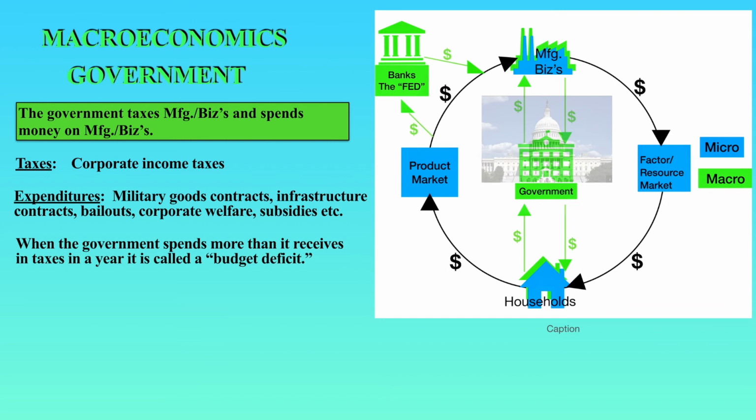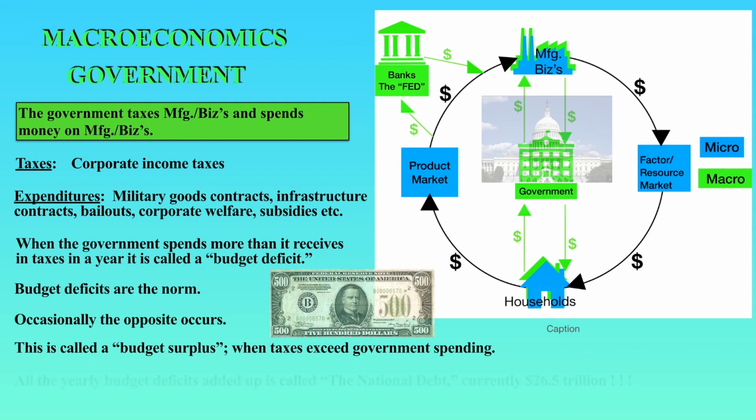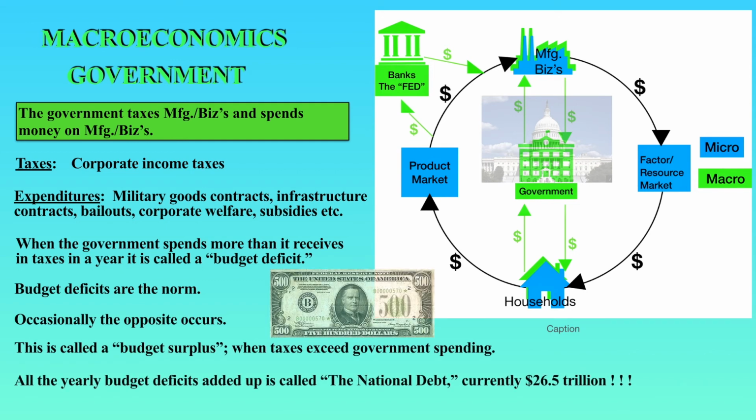When the government spends more than it receives in taxes in a year, it is called a budget deficit. Budget deficits are the norm. Occasionally, the opposite occurs. This is called a budget surplus, when taxes exceed government spending. I think the last time this occurred was in 1998-99, maybe in 2000. All the yearly budget deficits added up is called the national debt. The national debt is currently at $26.5 trillion.